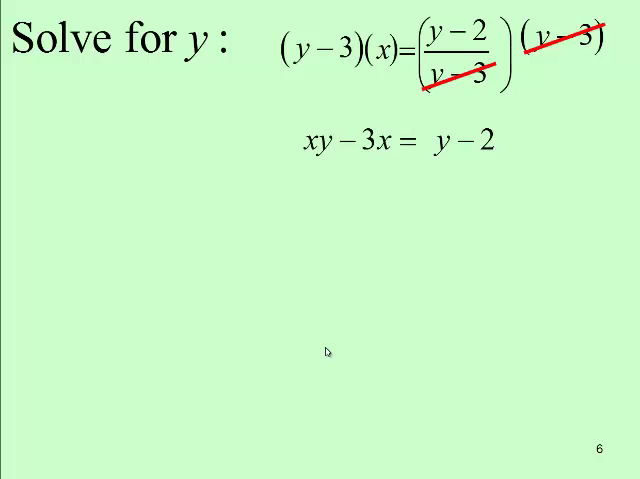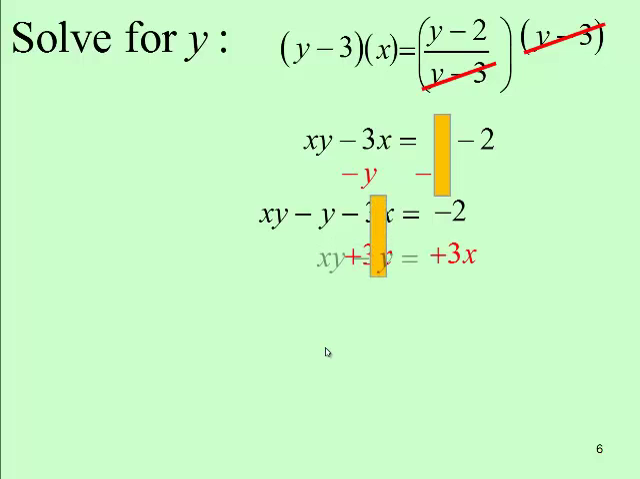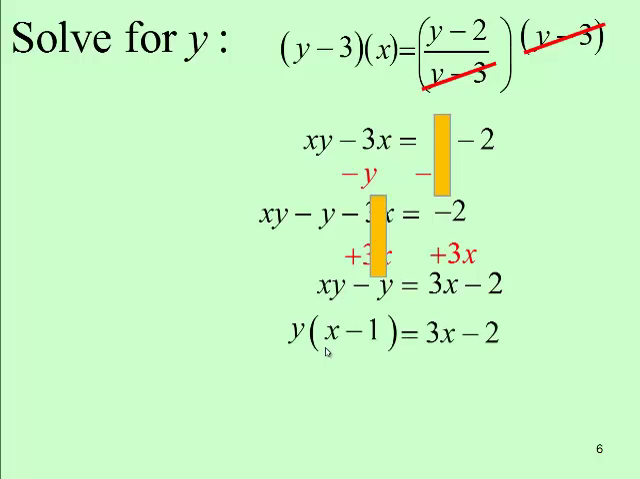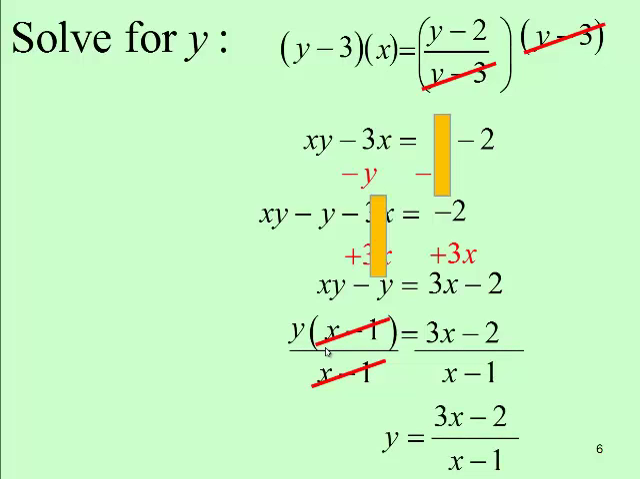We need all of the y's to be on the same side. So we're going to subtract y from both sides. We're going to add 3x to both sides. Left-hand side, we're going to factor out the y. That would leave x minus 1. And then we're going to divide by the x minus 1. Now there's the y for that one.